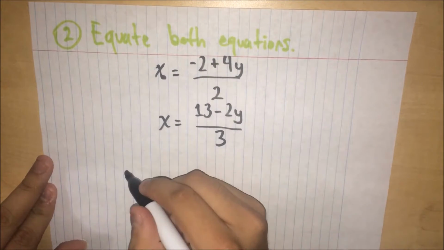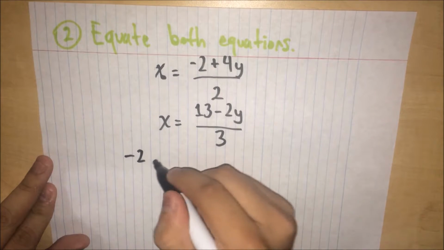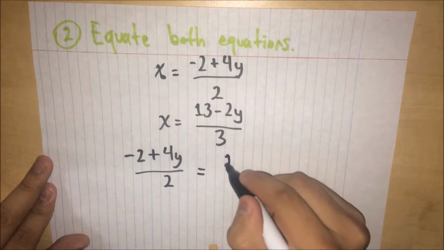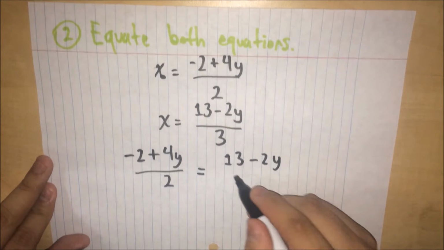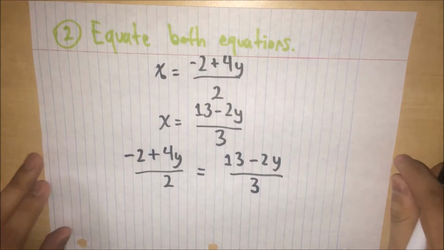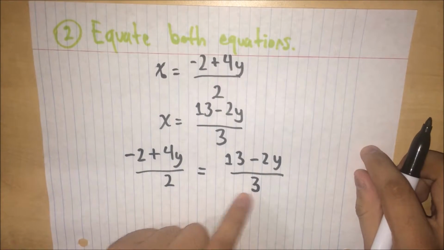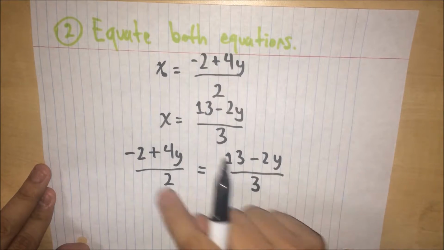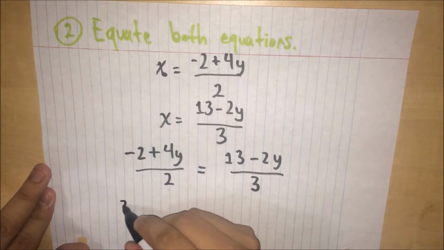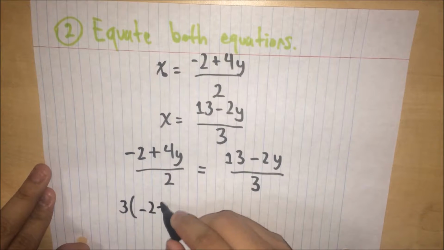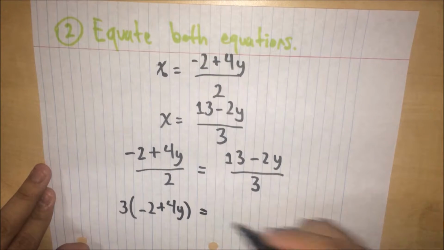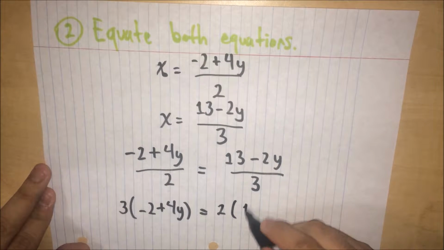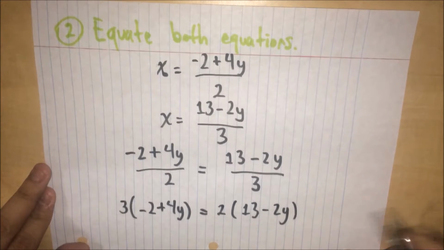That gives us a new equation, which is going to be (minus 2 plus 4 times y) over 2 equal to (13 minus 2 times y) over 3. Now to simplify this equation, we are going to move this 3 to the other side and this 2 to the other side as well. On this side of the equation, this 3 is dividing, so we are going to move it to the other side as multiplying 3 times (minus 2 plus 4 times y). And we're going to do the same with the number 2. So we're going to get 2 times (13 minus 2y).